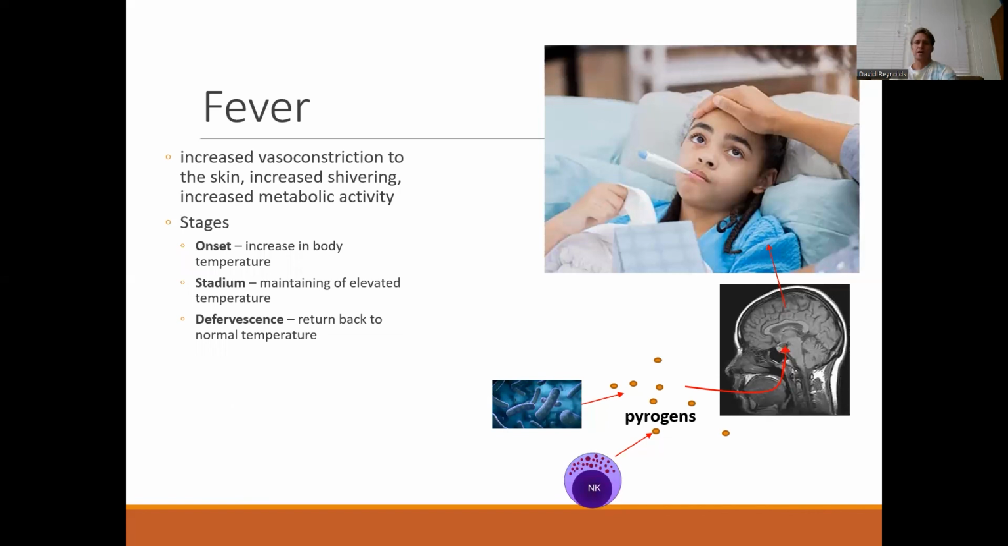All right, so we have 3 different stages as far as a fever goes that we define. So this is going to be your onset stage, your stadium stage, and your defervescent stage. Onset is just the initial increase in temperature of your body.